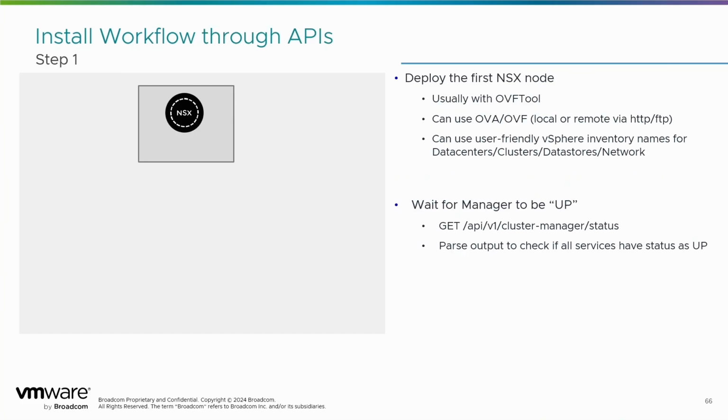In step 1, we deploy the first NSX node. This is usually with OVF tool. You can use an OVA or OVF via local or remote, HTTP and FTP. And you can use user-friendly vSphere inventory names for data centers, clusters, data stores, and networks. You then wait for the manager to be up. You can get this status by using an API call to get the cluster manager status, and then you can parse output to check if all services have status of up.